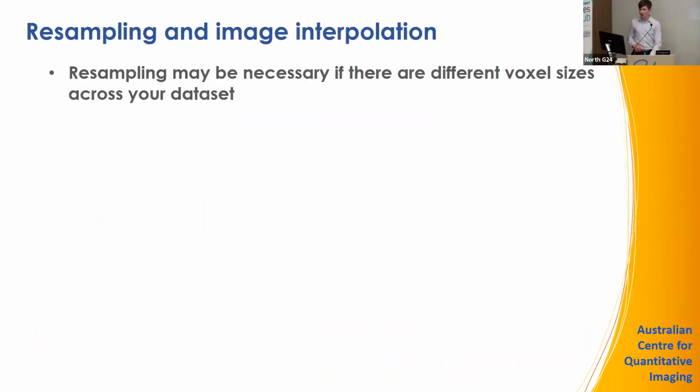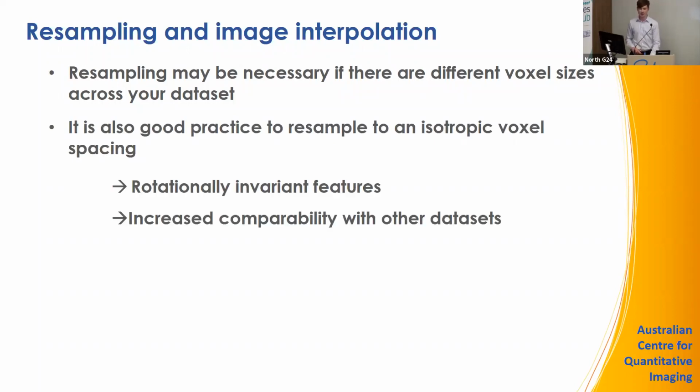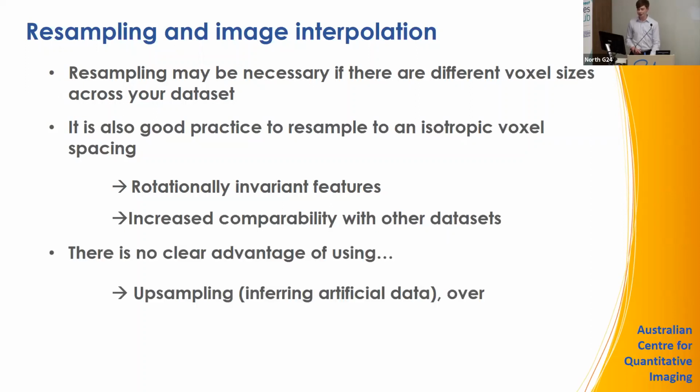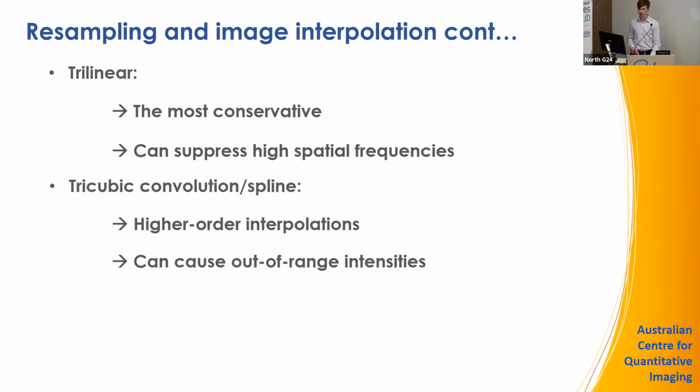So, resampling and image interpolation. Resampling may be necessary if there are different voxel sizes across your data set. It is also good practice to resample for isotropic voxel spacing because this gives you rotationally invariant features and increased comparability with other data sets. There's no clear evidence favoring upsampling, where we infer artificial data, over downsampling, or loss of data, but there's a bit of choice in what image interpolation algorithm we use. As an example, we have the trilinear algorithm, the most conservative but can suppress high spatial frequencies. And we have the tricubic convolution or spline, which has high order interpolation, so maybe a little bit more accurate, but you open yourself up to artifacts which can cause out of range intensities.